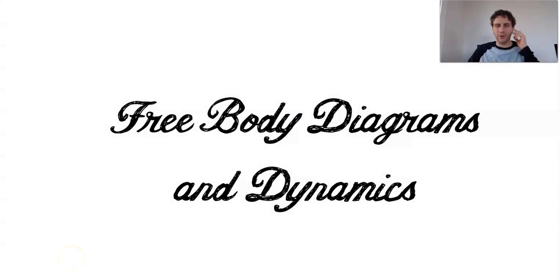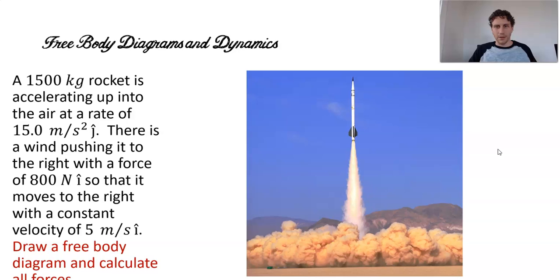And this is a review of free body diagrams and dynamics. So here is our problem. It is a rocket, a 1,500 kilogram rocket. It is accelerating up into the air. That's a key word, accelerating. So it's accelerating up at a rate of 15 meters per second squared.